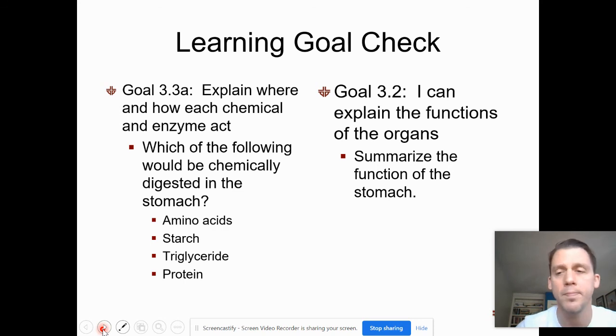Answer these now. For question 1, you should have said proteins. Proteins can be chemically digested in the stomach. Some of you may have said amino acids, but amino acids have already been digested because they are the monomers. Starches, that's the mouth, and triglycerides are a lipid. We have not digested lipids yet. For the function of the stomach, you should have said something about mechanical digestion and chemical digestion of proteins.